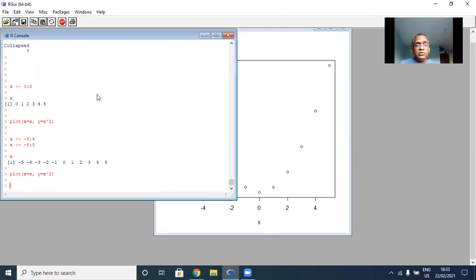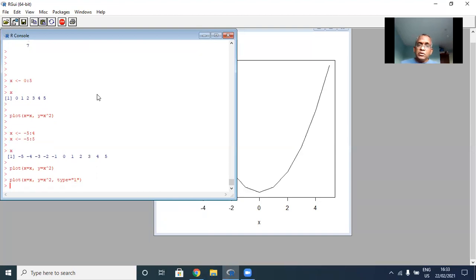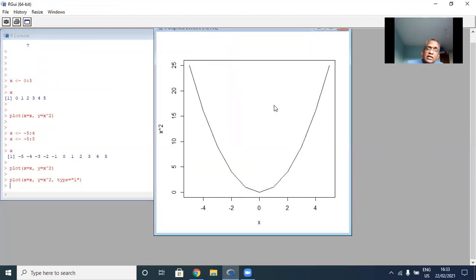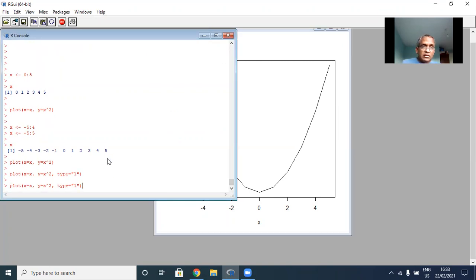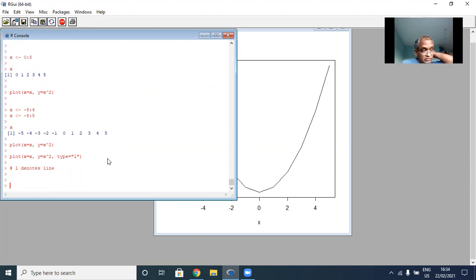Now you can actually do type equal to L. L stands for line. This is what you get. L, by the way, this is not 1, this is L, right? Some people got confused this with 1. It is not 1. L stands for line. So I should say, L denotes line, okay, not 1, right?